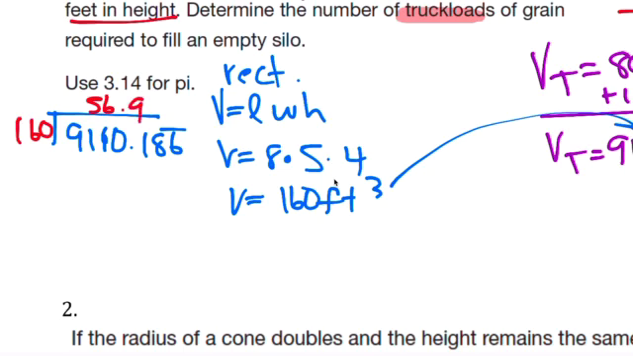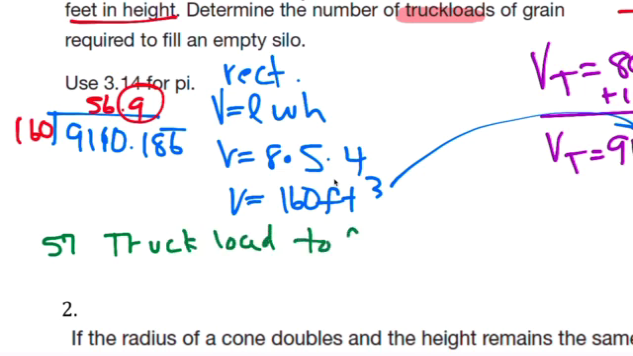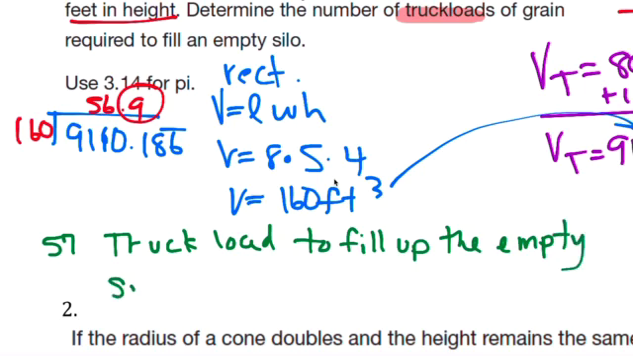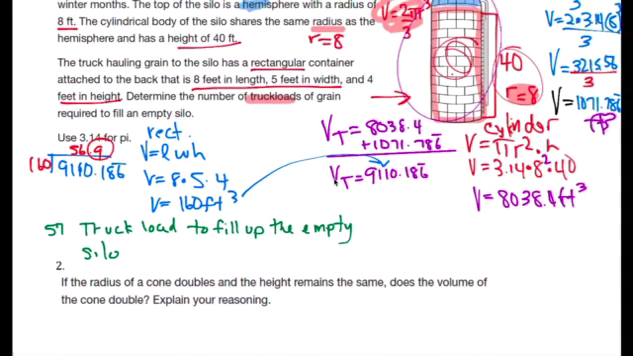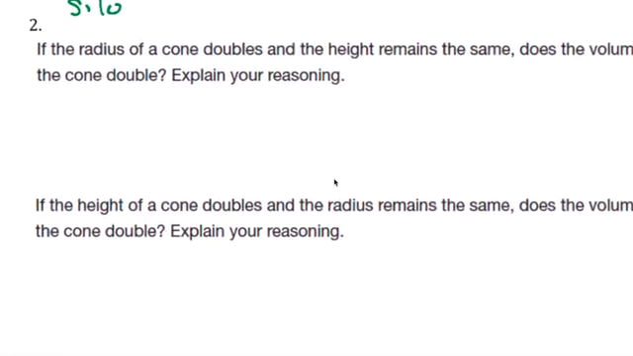So you can't get a partial load. So your answer is 57 loads, because the last load is not a full truck. It's just 0.9 of a truck. So the truck, 57 truckloads to fill up the empty silo. Okay. All right, number 2.